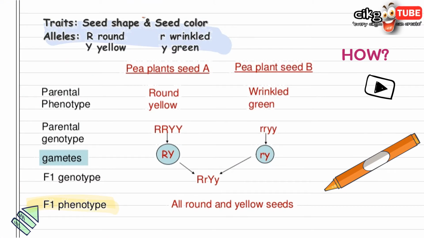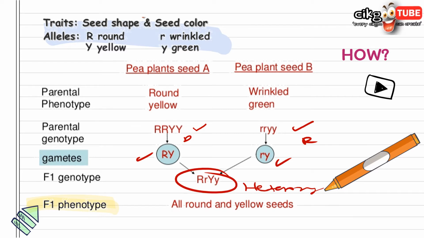Same concept again. Here again, round and yellow seed, same thing. If you can't understand my handwriting just now, let's look at this. So the parental genotype, we have round and yellow, wrinkle and green. That means homozygous dominant and homozygous recessive. They undergo meiosis, they produce gametes with both characteristics still intact. And the F1 genotype will be all round and yellow seed, but they are now heterozygous.